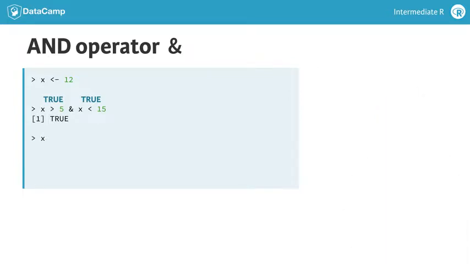However, if x were equal to 17, the expression x greater than 5 and x less than 15 would simplify to true and false, which results in this expression being false.